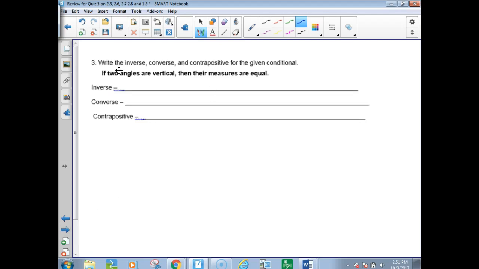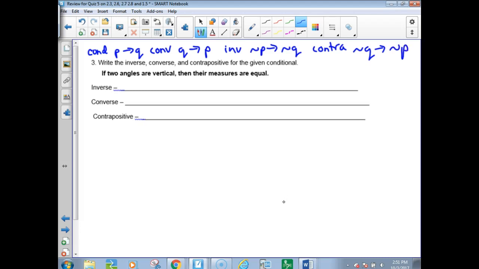Okay, so we're going to write the inverse, converse, and contrapositive for this conditional. Okay, let's get a little reminder at the top here. The conditional statement was if P, then Q. The converse was if Q, then P. The inverse, I'm abbreviating, was if not P, then not Q. And the contrapositive was if not Q, then not P. Okay, so I've said this multiple times.